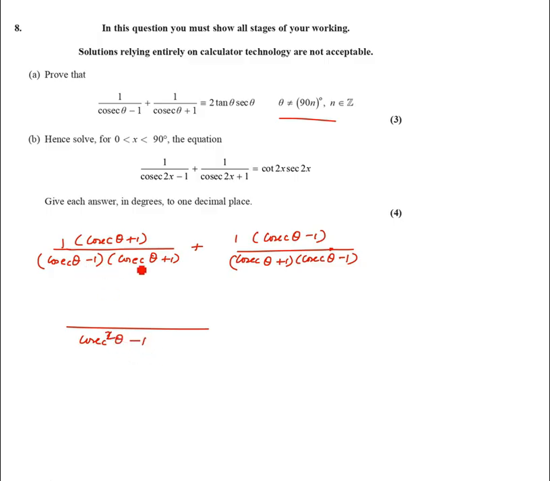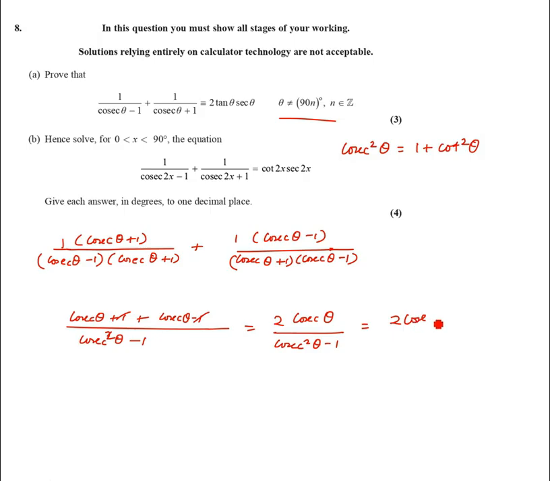Okay, (a minus b) times (a plus b) is a squared minus b squared. Now the numerator will be cosec theta plus 1 plus cosec theta minus 1, so the plus 1 and minus 1 cancel. This becomes 2 cosec theta over cosec squared theta minus 1. Now there is a trig identity: cosec squared theta can be written as 1 plus cot squared theta. So we'll use this and substitute here.